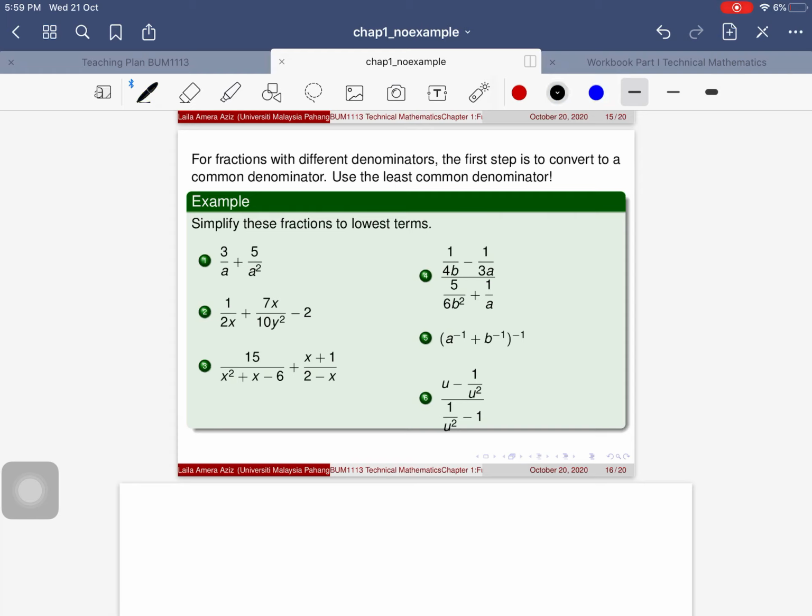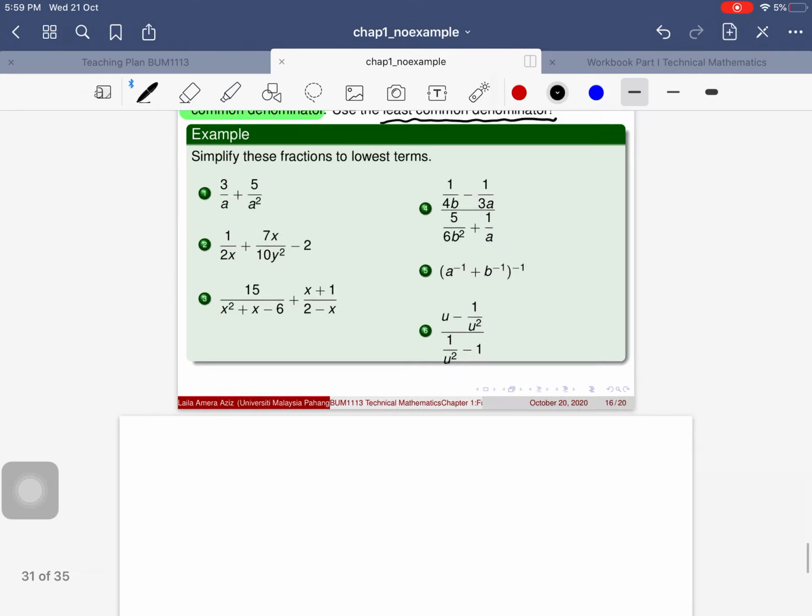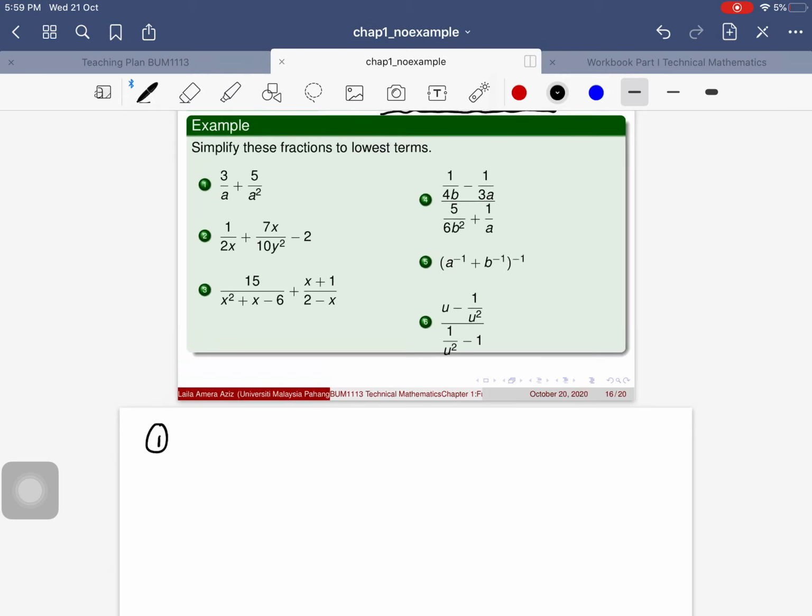So for fractions with different denominators, the first step is to convert to a common denominator. Use the least common denominator. That's the rule. I'm going to start with the first one. I have 3 over a plus 5 over a squared. The common denominator is going to be a squared, so I'm going to multiply top and bottom by a. So here I'm going to have 3a over a squared plus 5 over a squared.